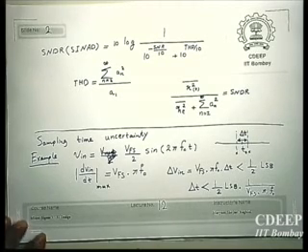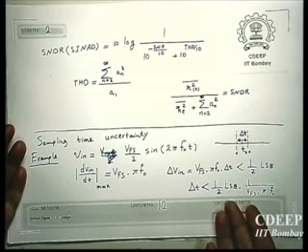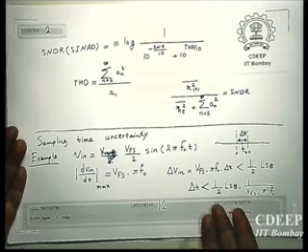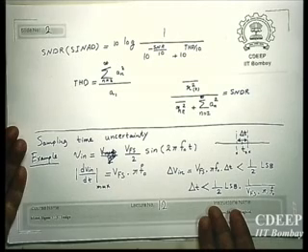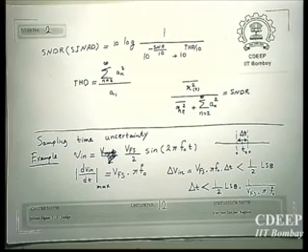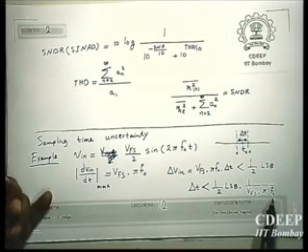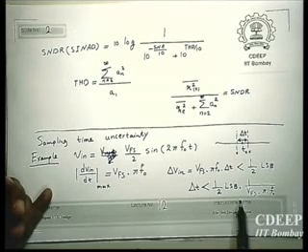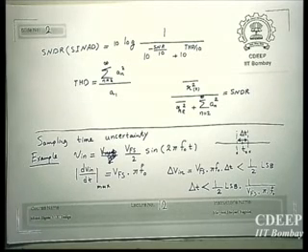So your LSB size is determined by your number of bits. If you replace it, it will be V full scale upon 2 to the power n, multiplied by 2, so it will be 2 to the power n plus 1. That means that if you increase signal frequency or increase the number of bits, your delta t will reduce. You can just get an idea.